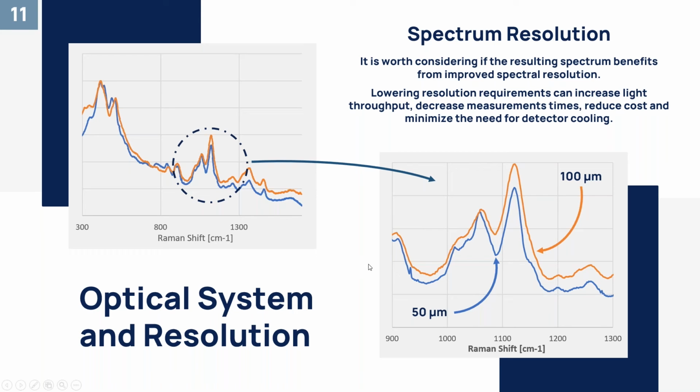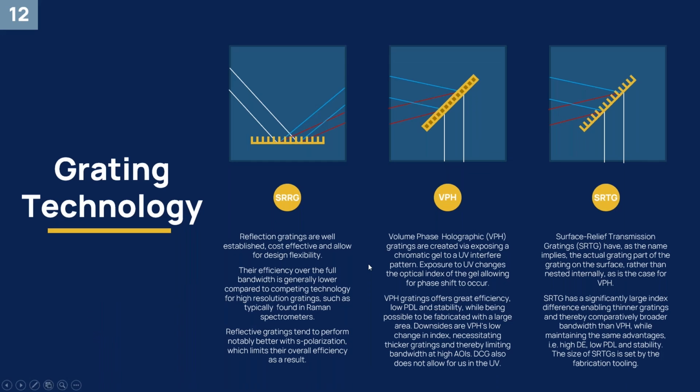And moving on to the next slide, we have basically the heart of the spectrometer, which is the different grating technologies that can be used in a Raman spectrometer, or in any spectrometer for that matter. Of course, the most commonly known would be the reflection-based grating, the surface relief reflective grating, which is shown here to the left.